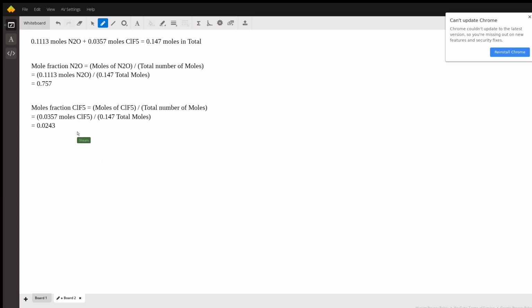All right, so I ended up with 0.757 for the mole fraction of N2O and 0.243 for the mole fraction of ClF5. Now, a key thing is the mole fractions of all the gases must add up to 1. So we could just do a quick spot check to make sure that these two mole fractions add up to 1. And I just plugged into my calculator and they do.